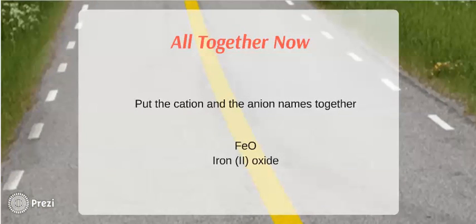Last, we put it all together. So we put the cation and the anion names together. So we had iron 2 for this iron guy here, oxide for oxygen. So this compound's name is iron 2 oxide.